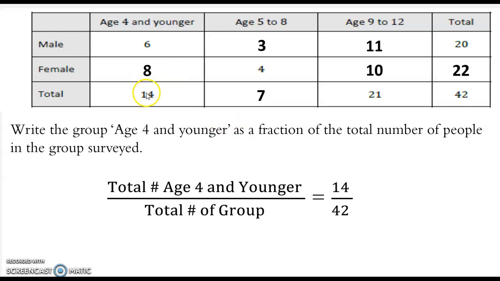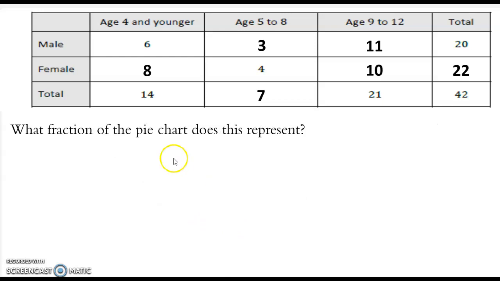The total number age 4 and younger is 14, out of the total number in the group, which is 42. So that's 14 out of 42. That's the fraction of the total number of people age 4 and younger over the total number in the group. To change it into a pie chart, we're basically getting that fraction of 360 degrees. Of course, of means multiply in maths. So 14 over 42 times 360 will give us the 120 that we were told in the question.